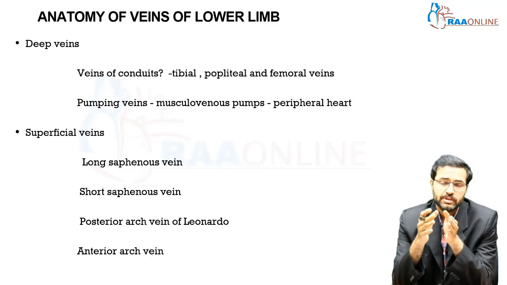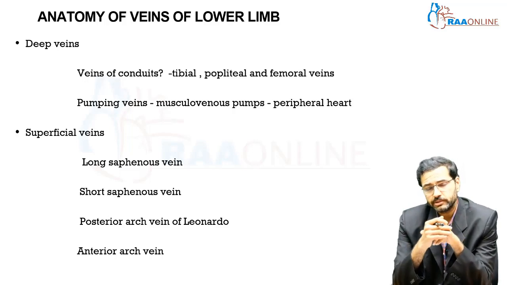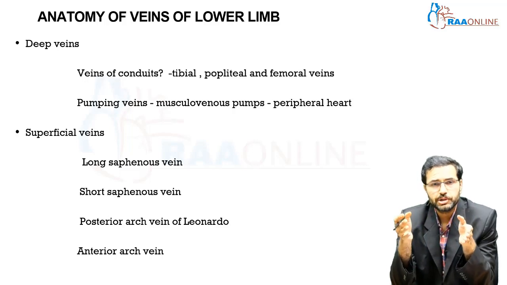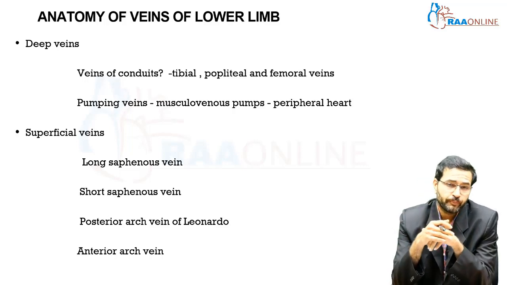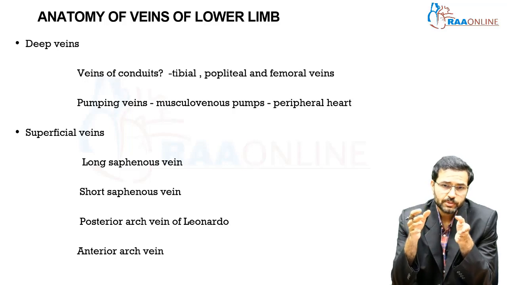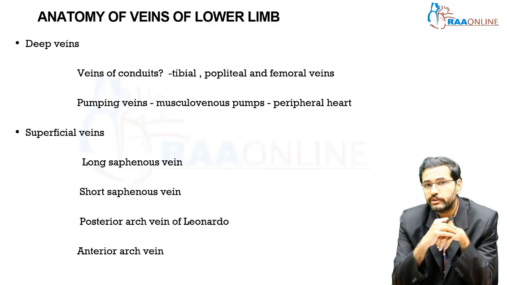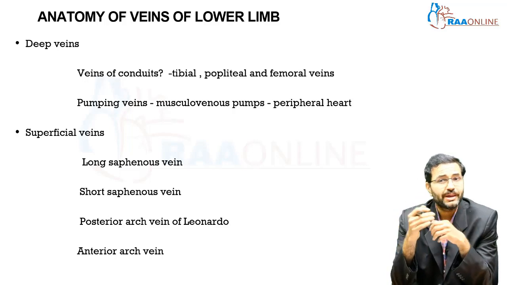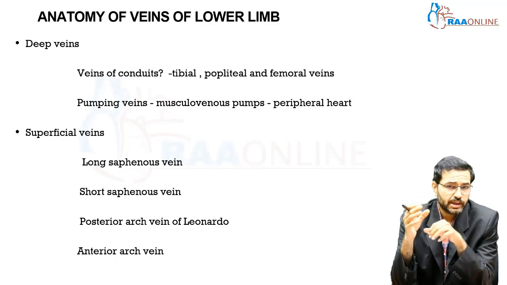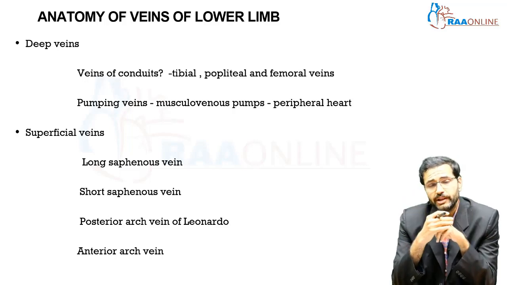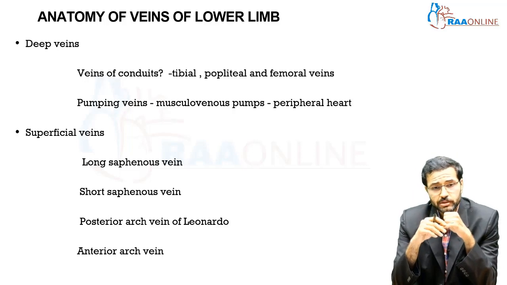Along with these, you have certain veins which are called pumping veins. These pumping veins are basically sinusoids or small veins located within the muscles of the calf. They constitute what are called the musculovenous pumps, also called the peripheral heart. They are mainly located within the gastrocnemius and soleus. Superficial veins include the long saphenous vein, the short saphenous vein, the posterior arch vein of Leonardo, and the anterior arch vein.